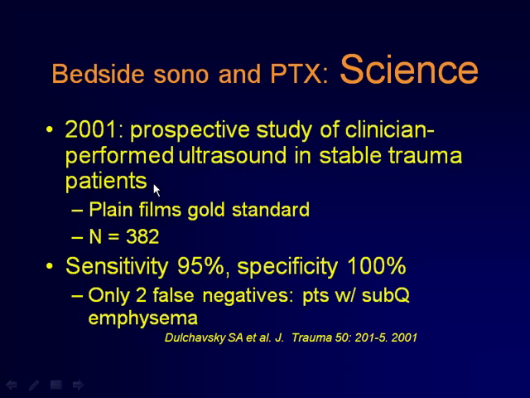In 2001, there was a prospective study of clinician-performed ultrasound in stable trauma patients. Plain films were the gold standard, as we discussed before. In this series, sensitivity was very high at 95%, and there were no false positives. The false negative evaluations were patients who really were unable to have an effective ultrasound evaluation because they had sub-Q emphysema.